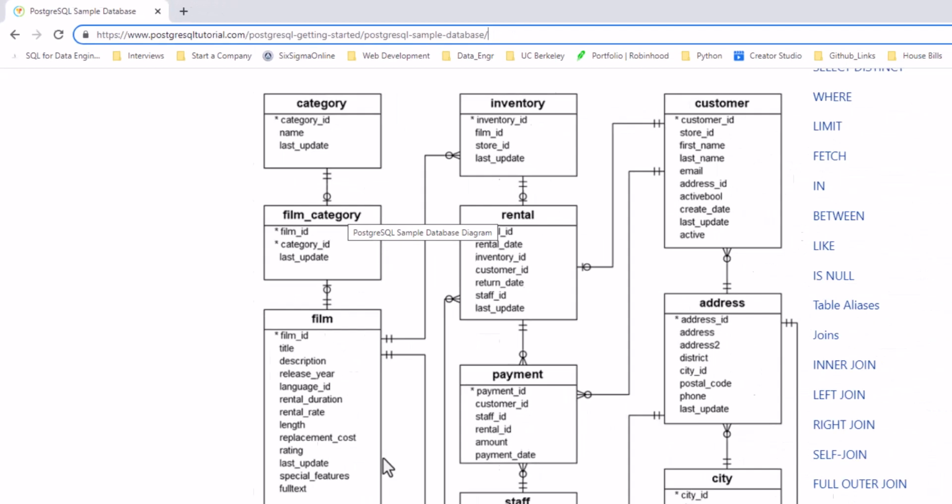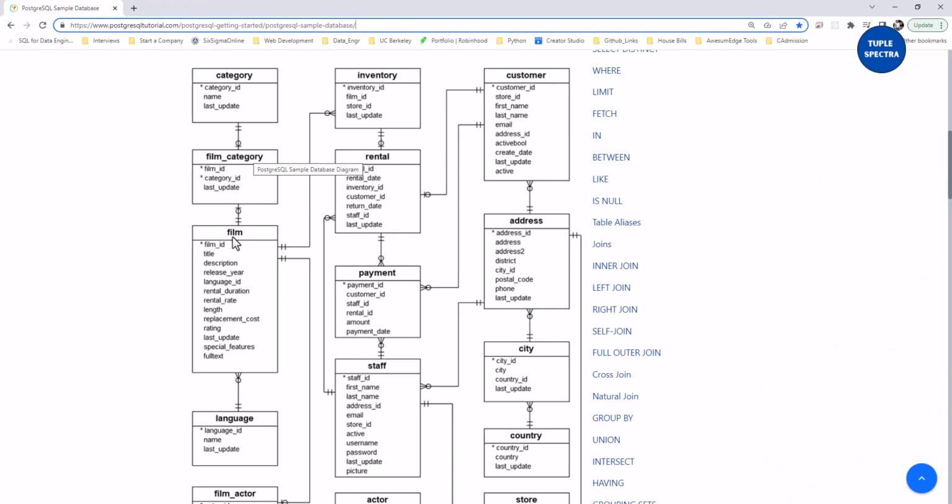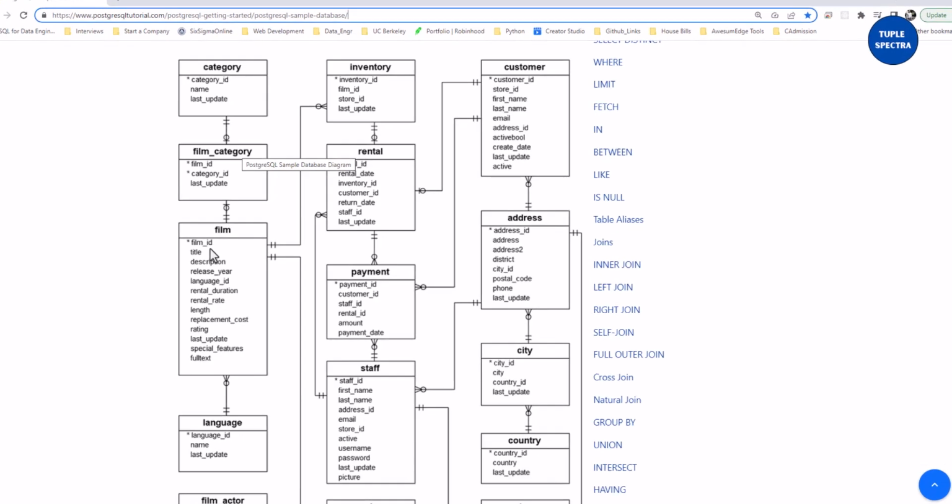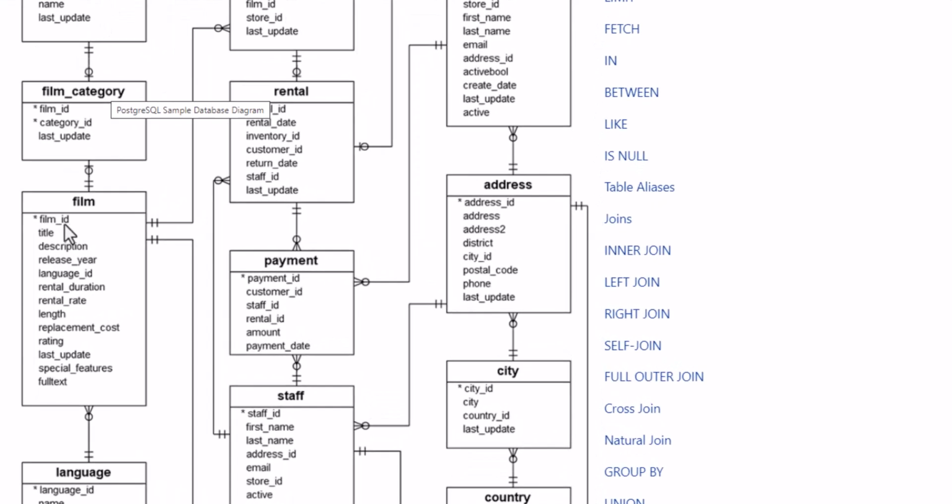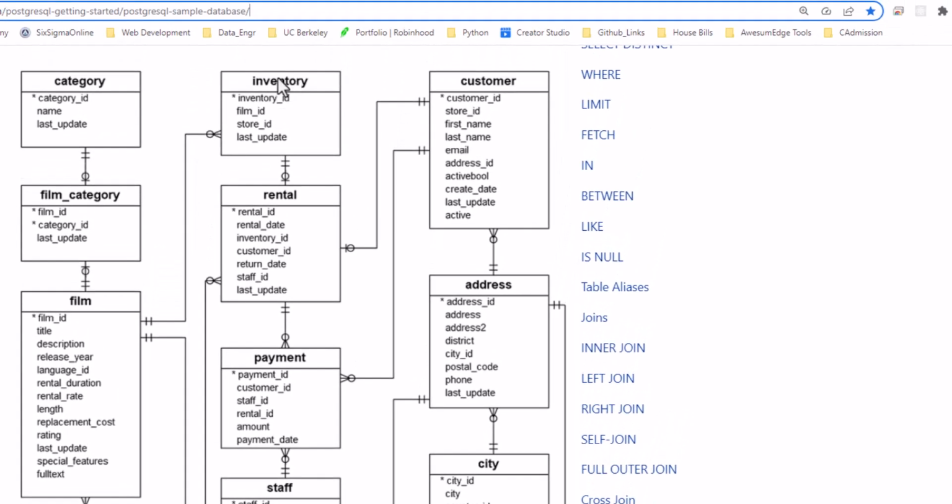Take another example. This is the film table. This film table also has film ID, right? And we are told that it is related to, if you look at this line, inventory. How is it related to inventory? You can see that there is a film ID right here, and there is also a film ID right here. Take note that one of them is the primary key and one of them is the foreign key.